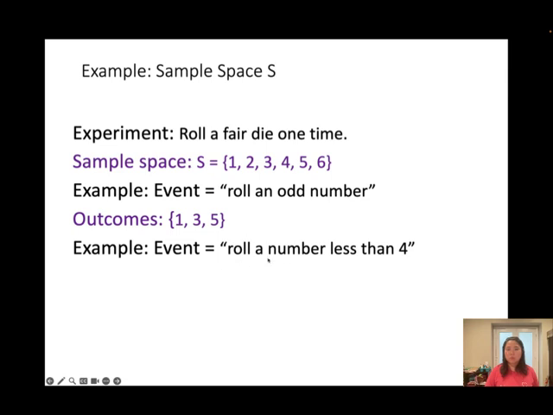Okay, one more time. Roll a number less than 4. Okay, so this is the event. What is the outcome here? Less than 4. So the outcome is going to be 1, 2, 3 here.